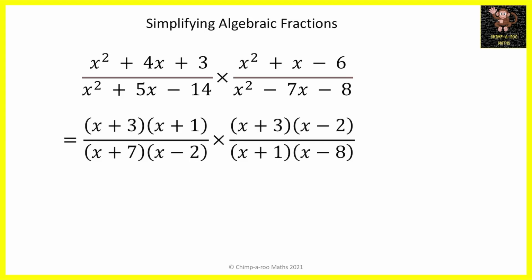Okay, so we end up with x plus 3 times x plus 1 on the top, over x plus 7 times x minus 2. Second fraction is x plus 3 times x minus 2 on top, and x plus 1 times x minus 8 on the bottom. We can see there in the first one we have an x plus 1 on the top, second we have x plus 1 on the bottom, so they will cancel, and then we have x minus 2 in the bottom of the first one, x minus 2 on the top. So both of those cancel, and then all we're left with is x plus 3 times x plus 3 on the top, x plus 7 times x minus 8 on the bottom.